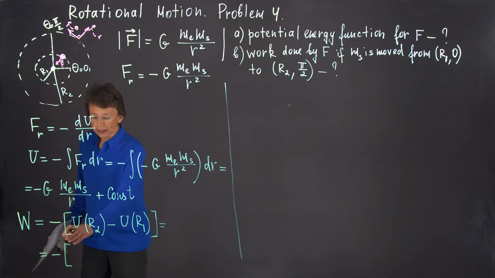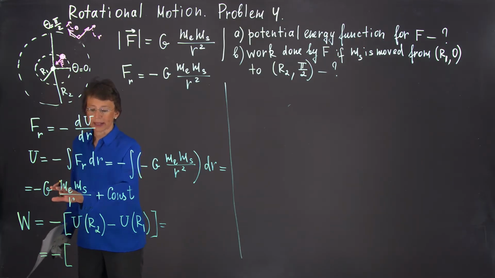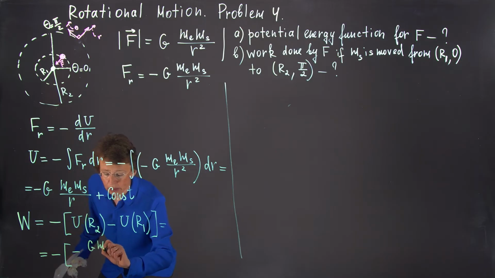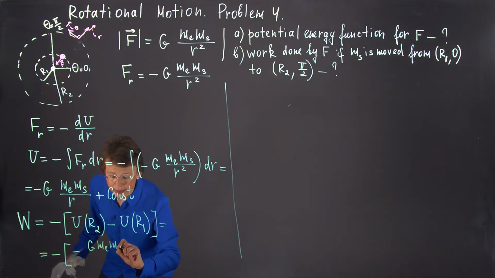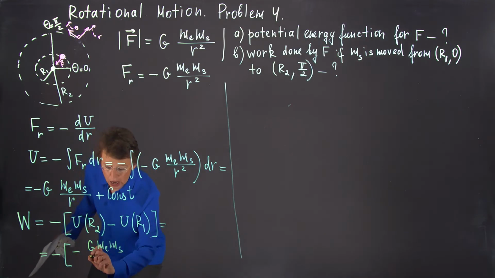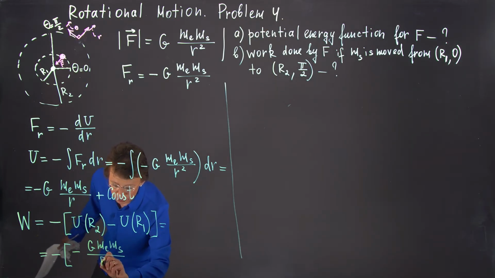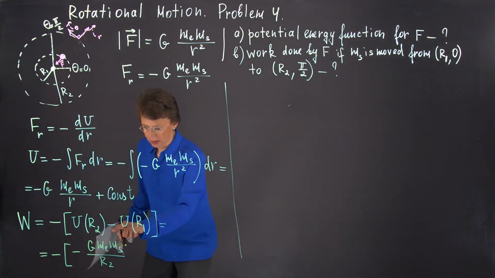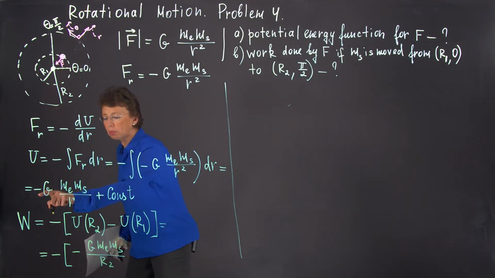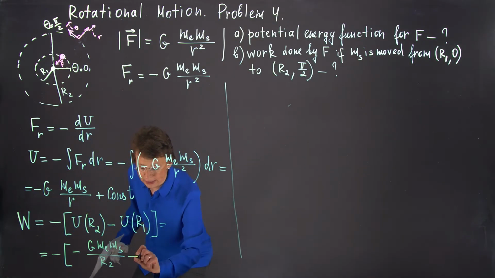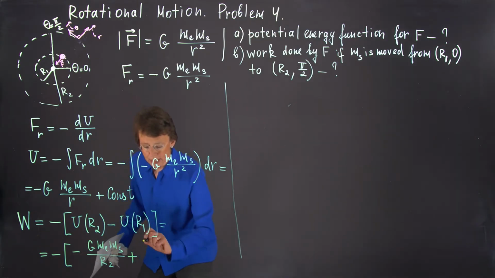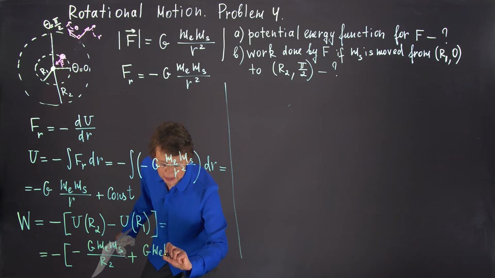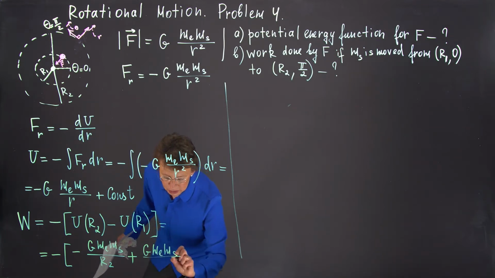Now it is minus, and then I have minus G ME MS divided by R2. I plug in R2. This minus and minus give me plus G ME MS divided by R1.